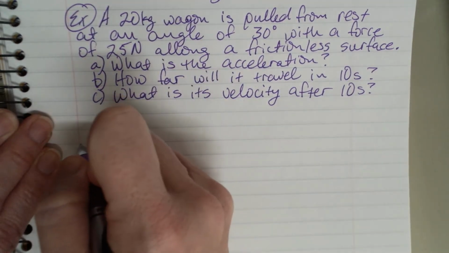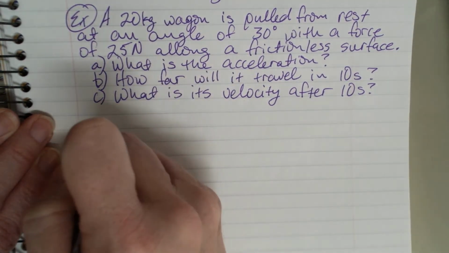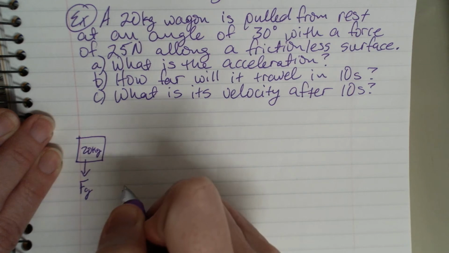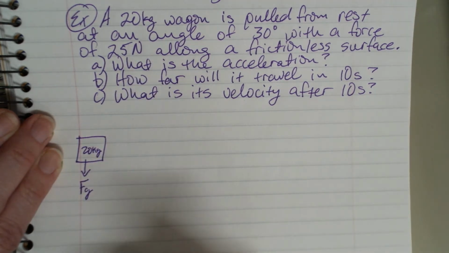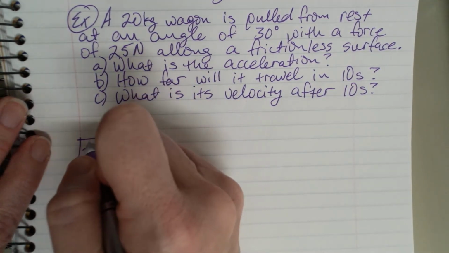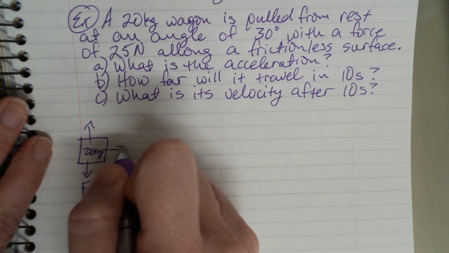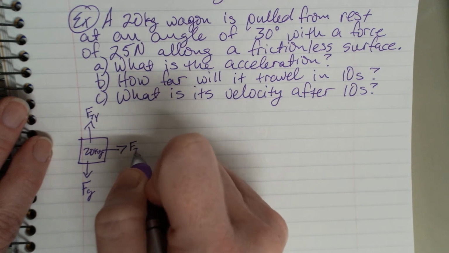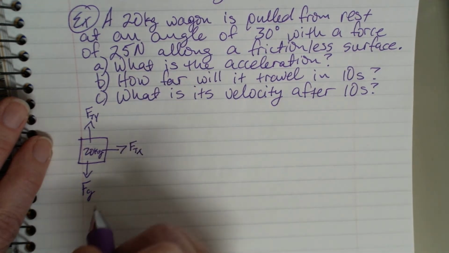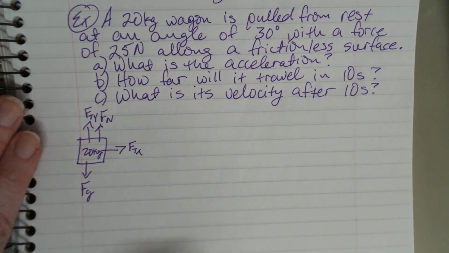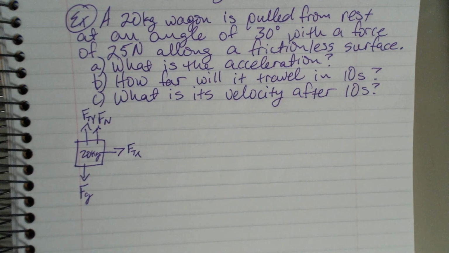So let's draw. Here's my little wagon. It's 20 kilograms, so I know I've got FG. I know I'm pulling it at an angle, and usually when you pull a wagon, it's going to be up and to the right, or up and to the left, one or the other. So I'm going to go up and to the right, and this is going to be my FTY, and this one will be my FTX. I'm on a sidewalk, so I have a normal force. And it's frictionless, so I have nothing going the other direction, like ice.